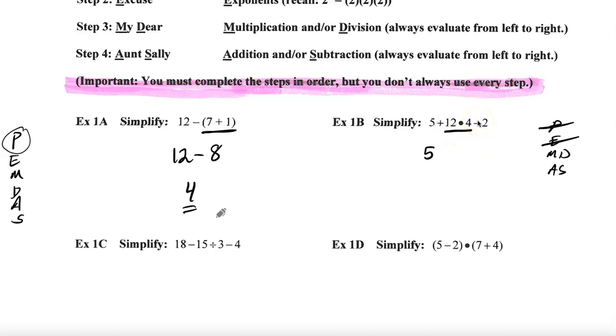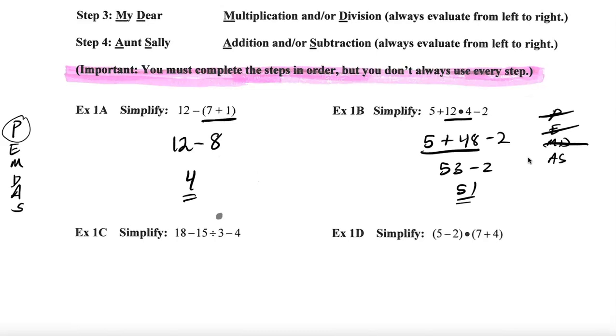So we have 5 plus 48 minus 2. Then we're just going to add from left. Now all we have left is add, subtract. And again, it does not matter which one you do first. We just want to go from left to right. They're on the same level. 5 plus 48 is 53. And then 53 minus 2 is 51. Let's do a few more.